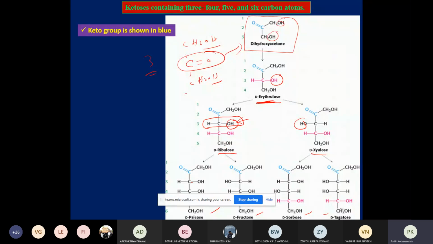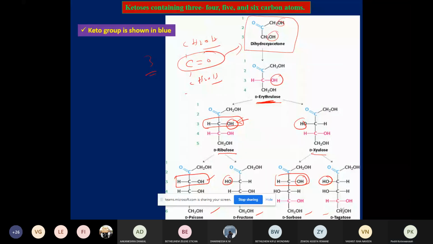From D-ribulose, again introduce one more carbon next to the keto functional group, and it becomes D-psicose and D-fructose. In the same way, from xylulose, when you introduce one more carbon next to the keto functional group and place the hydroxyl once on the right and once on the left, you get D-sorbose and D-tagatose. So from the dihydroxyacetone, we get D-erythrulose, then D-ribulose and D-xylulose. From D-ribulose, we get D-psicose and D-fructose. From D-xylulose, we get D-sorbose and D-tagatose.